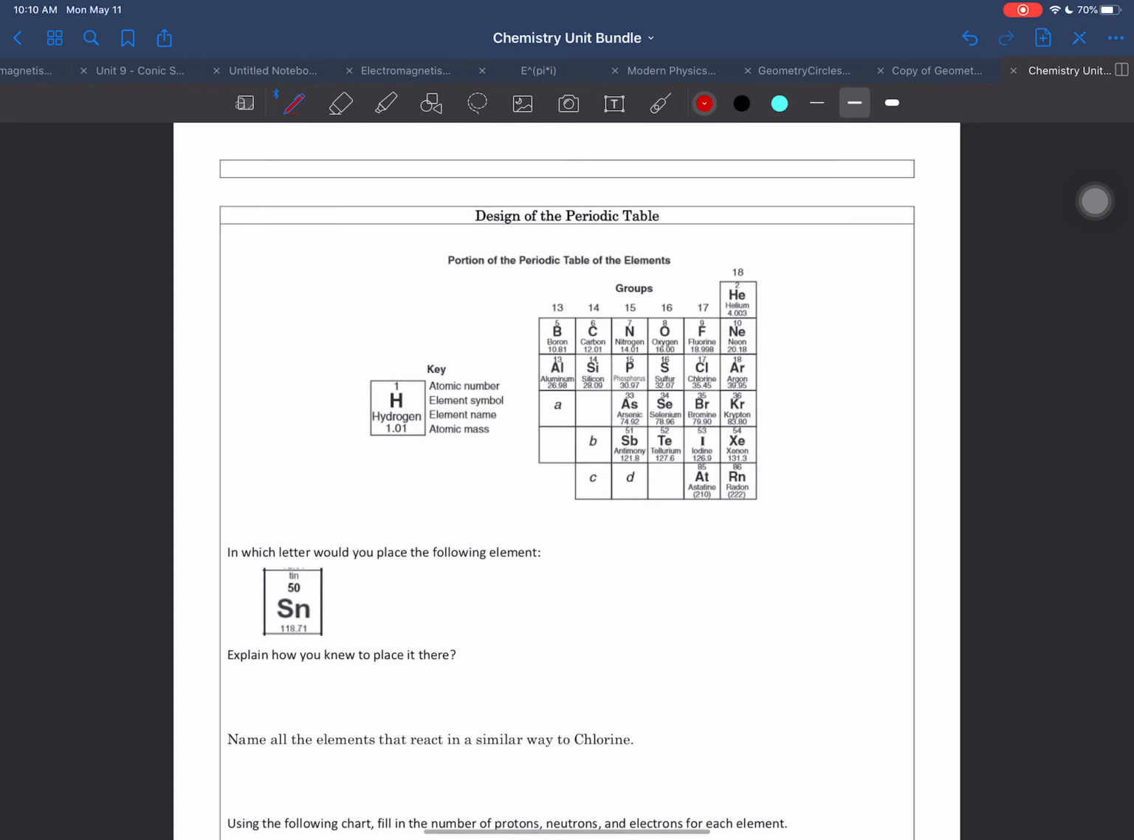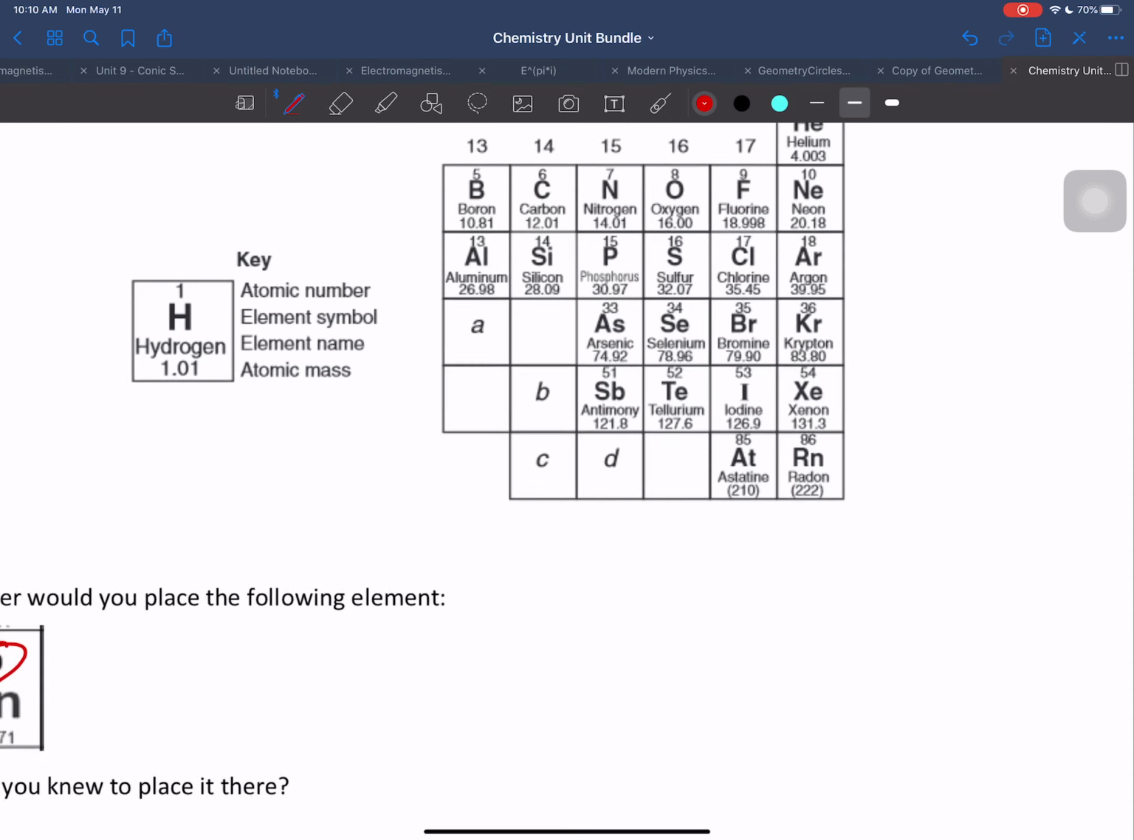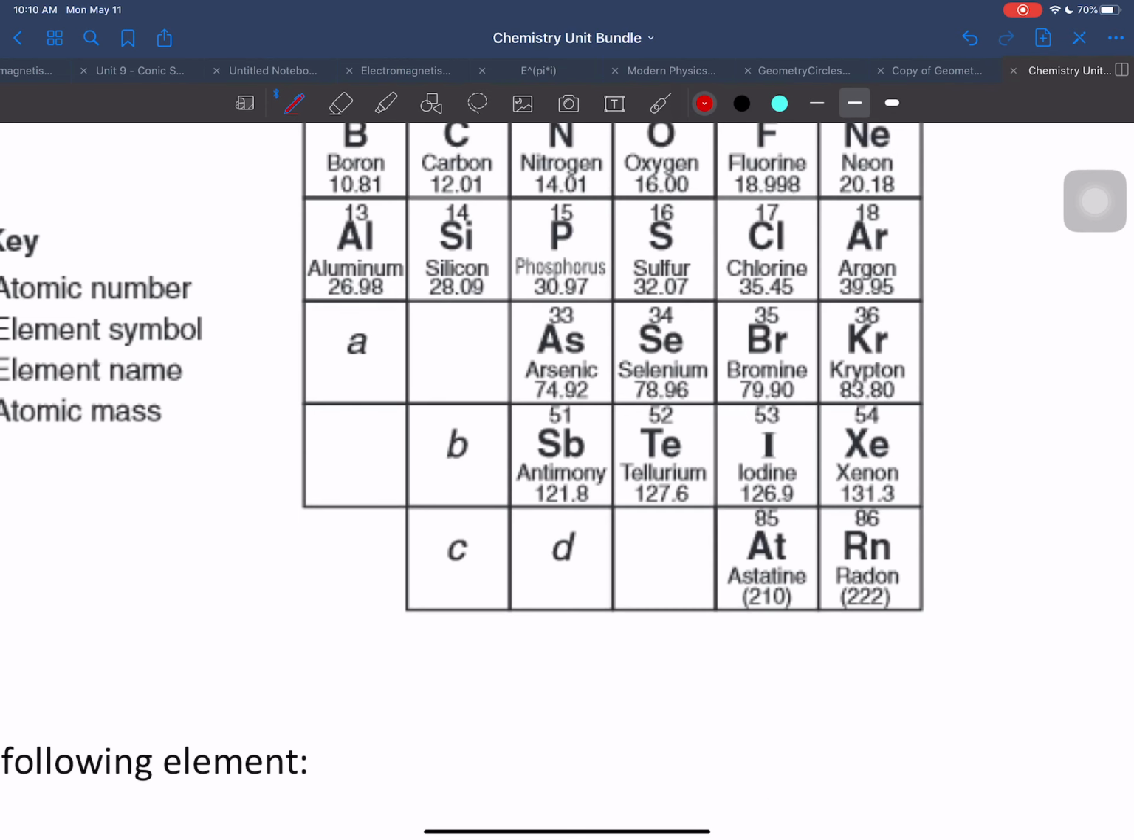Let's flip over. Periodic table. Which letter would you place the following element in, which is Sn, which is actually tin? So remember how the periodic table is numbered. The atomic number right here that I've circled is the best way to place it correctly in our periodic table. So if you look at our periodic table, here's 51. So 50 has to be right to the left of it. 50 has to be right here.